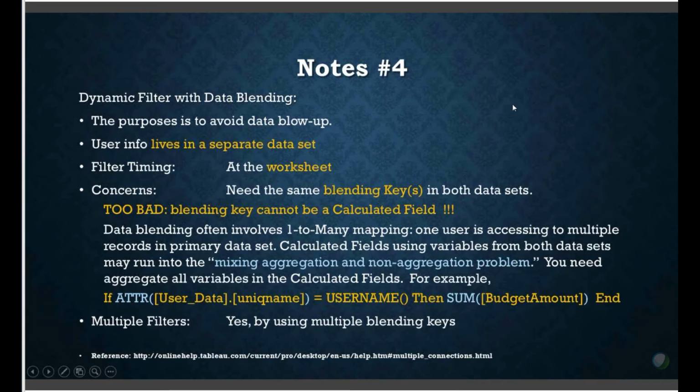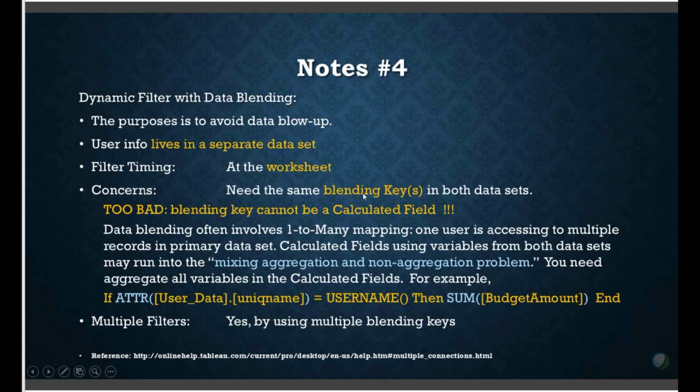And let's see the notes for solution number 4. The purpose is to avoid data blow up, right? So we want to keep the data set size as small as possible. So we try to do data blending instead of table join. And the user information lives in a separate data set as we just demonstrated. The filter timing is at the worksheet, so you know what this means by now. It means you need to do this process for each worksheet that you want to achieve the effect.